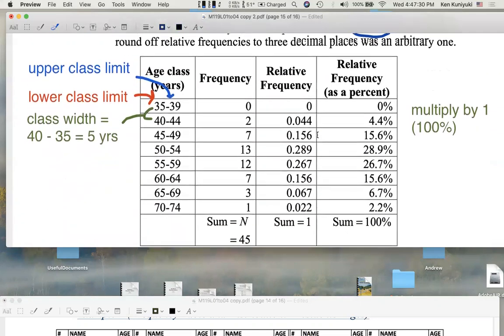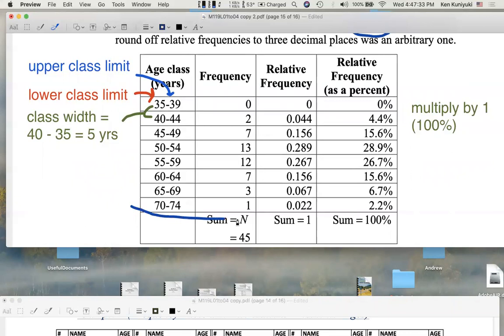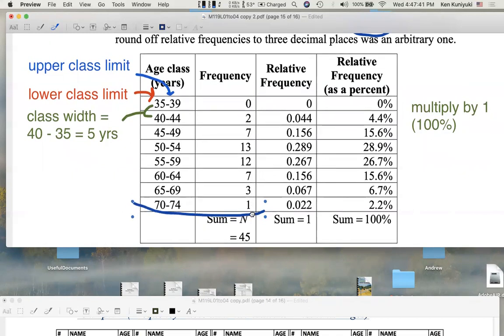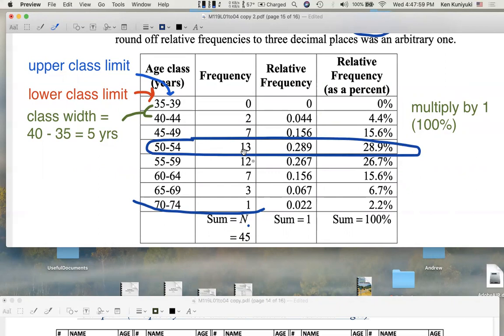So over here, I give you this frequency table. And then for each of these age classes, you take the corresponding frequencies and you divide by the population size, 45. So for example, what's our modal class here? Which age class was most frequent? The modal class was the low 50s class, 50 to 54 years old. There were 13 ages in that class. 13 divided by 45 is 0.289 as a decimal. So that's the proportion.